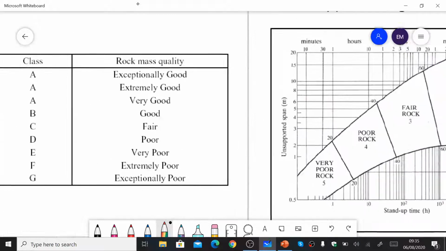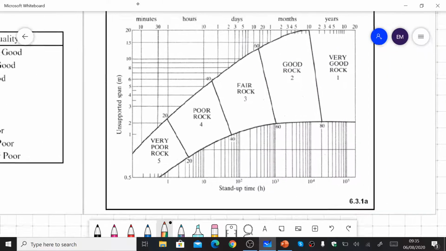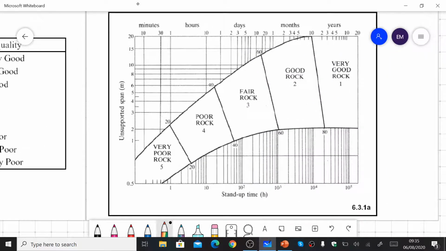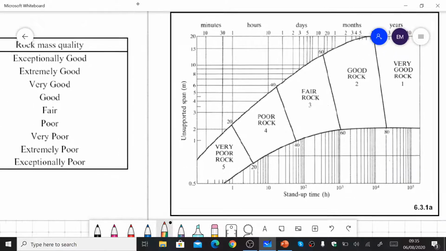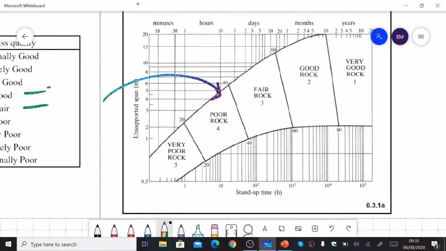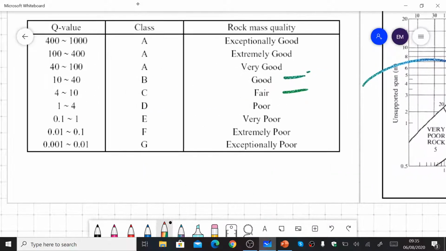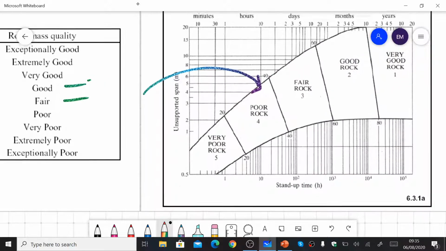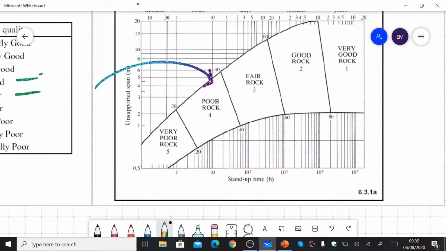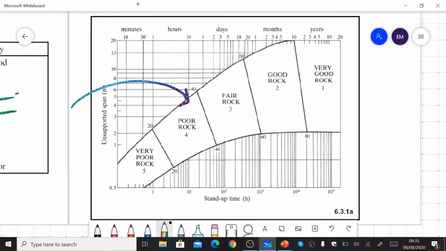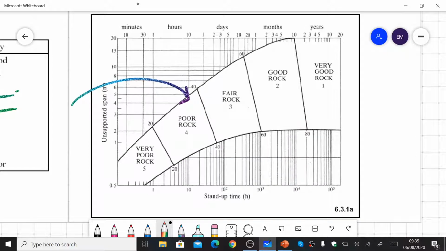You can use this chart to find out the stand-up time and the unsupported span. You see different qualities are mentioned here. Based on these, we have this table. You can see what value of Q you should be using, and you can find out the stand-up time and the unsupported span length from here.